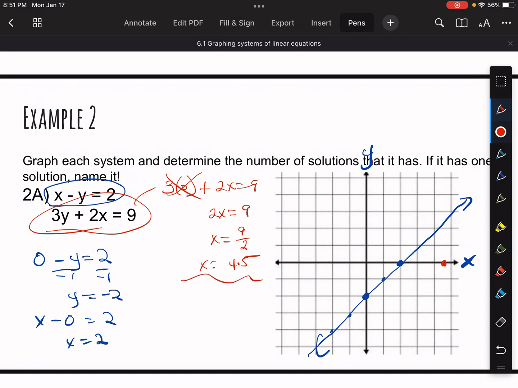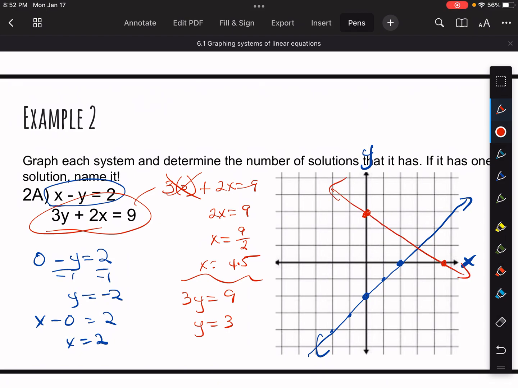Okay, and then if I plug in a 0 for x, I would get 3y is equal to 9. So y would be equal to 3. Okay, so that would be up here. So notice we have this kind of a thing.